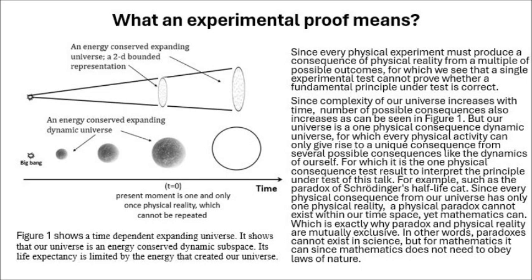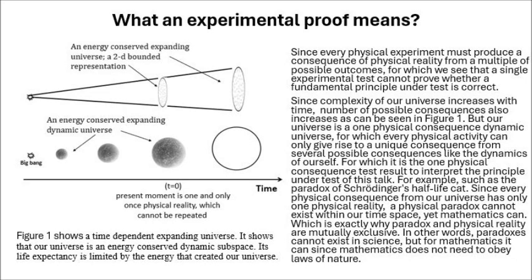Since every physical experiment must produce a consequence of physical reality from a multitude of possible outcomes, we see that a single experimental test cannot prove whether a fundamental principle under test is correct.